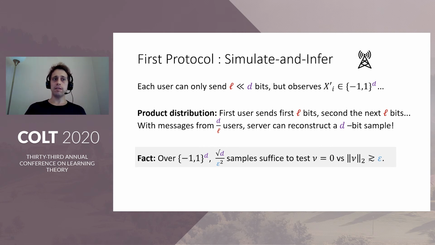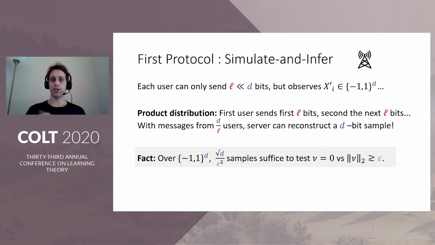Namely, each user can only send L bits, right? But now we've got D bits per user. Well, the first user can just send the first L bits of their observation. The second can send the next L bits of their observation, etc. Once we get D over L users, we get D bits. And since it was a product distribution, with these D bits, we can actually reconstruct one truly good sample from that product distribution of a ±1 to the D.